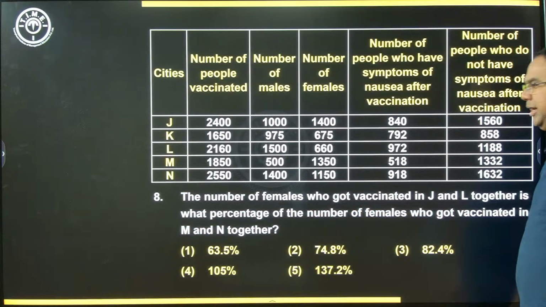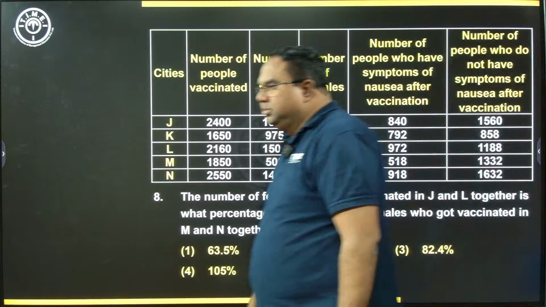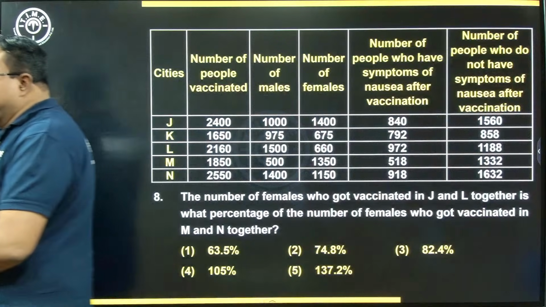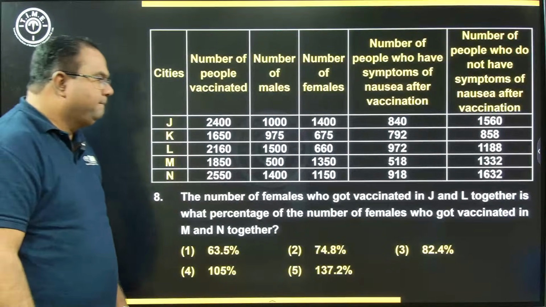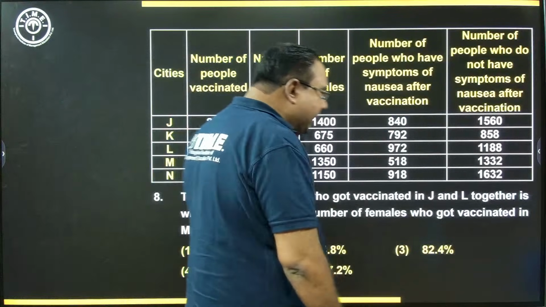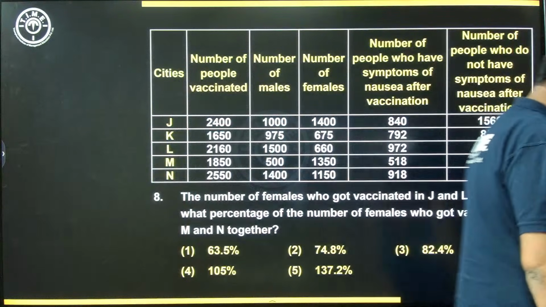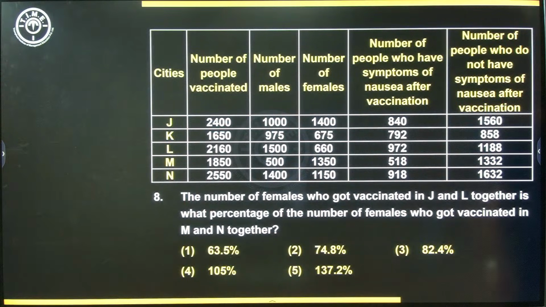Okay. Try this question. Someone has answered choice 1. Correct answer. Who is this? Ashok. Correct answer. Try this.